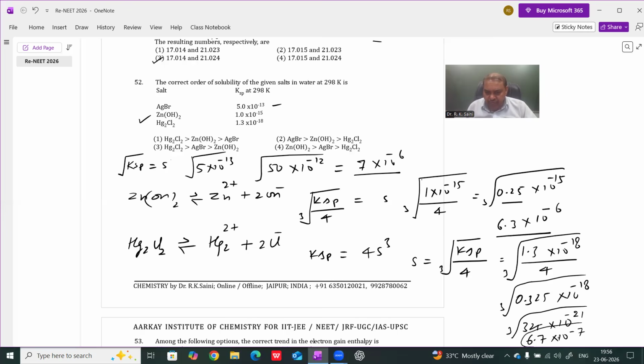Therefore, its solubility is less than the solubility of AgCl also. So the highest solubility in this question is zinc hydroxide, and the lowest solubility is of mercurous chloride, and hence the fourth option is correct. Question number next.